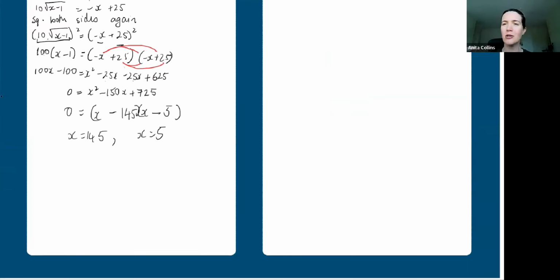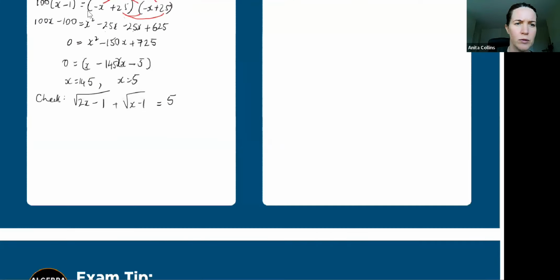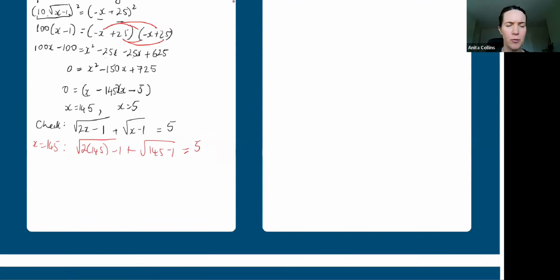You have to, because when you square both sides of an equation, there's always a risk that you will introduce extra solutions that aren't actually valid. So we're going to check. Let me write down my equation again. Okay, so when x is equal to 145, we've got the square root of 2 times 145 minus 1 plus the square root of 145 minus 1. And is that equal to 5? So when I put all of that into my calculator, I get 29, which is not equal to 5. Therefore, I'm going to reject that solution.